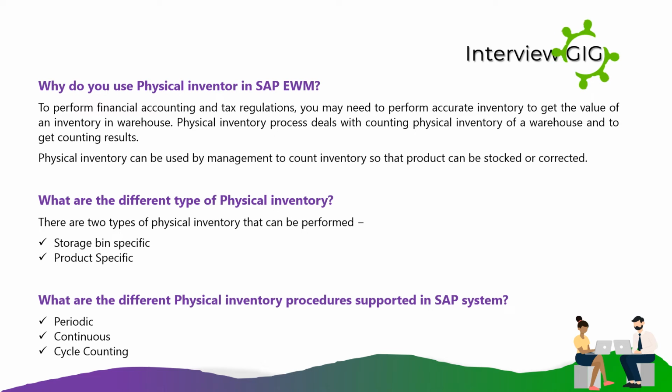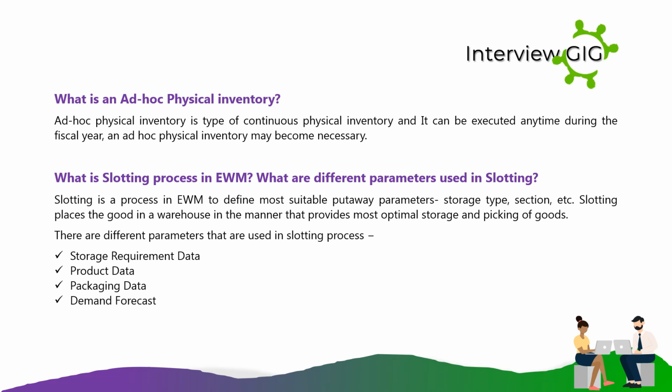What are the different physical inventory procedures supported in the SAP system? Periodic, continuous, cycle counting. What is an ad hoc physical inventory? Ad hoc physical inventory is a type of continuous physical inventory and it can be executed anytime during the fiscal year. An ad hoc physical inventory may become necessary.